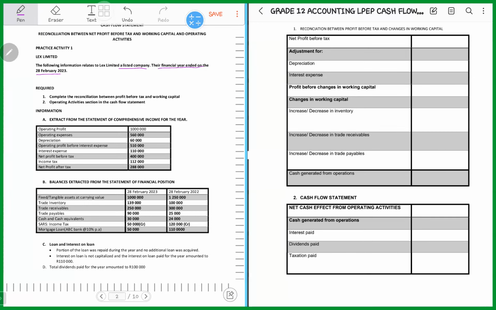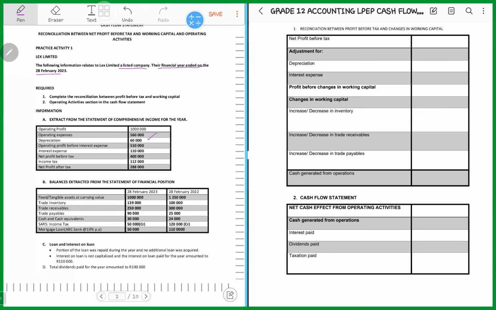Okay, then we are given information here. Extract from the statement of comprehensive income. We are given the operating profit. This one, I can't say we need it. We are having the operating expenses. This one, I can't say we need it. However, we are given the depreciation for the year. So we are going to need this one.